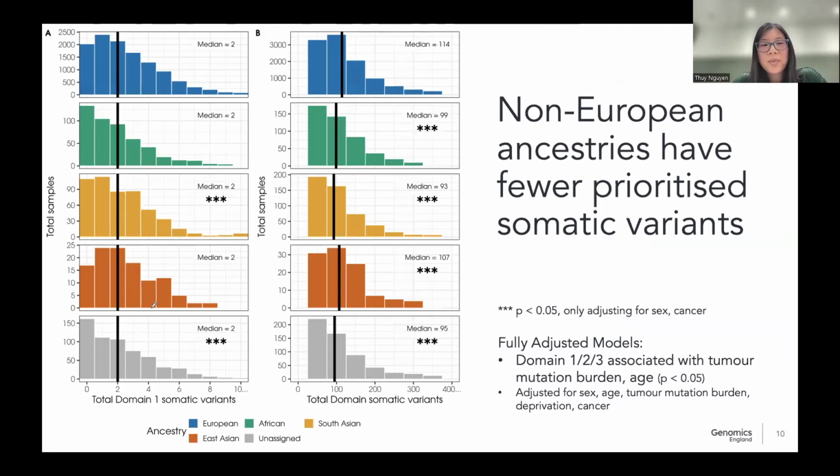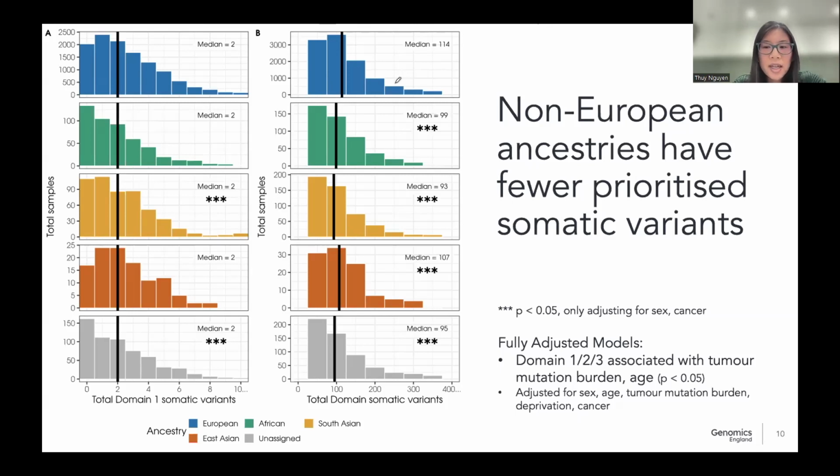So right off the bat, you'll notice that it's really hard to detect any ancestry differences. If you start adjusting for things like sex and cancer, you'll start noticing some differences in that South Asian ancestry has significantly fewer domain 1 somatic variants sent to the clinicians than Europeans in the blue. But if you start adjusting the model for additional covariates, things like tumor mutation burden and age, you'll start noticing that these ancestry effects start to diminish. And it's the same when you look at all domains altogether. So this is domain 1, 2, and 3. If you disregard any covariates, you will see ancestry differences.